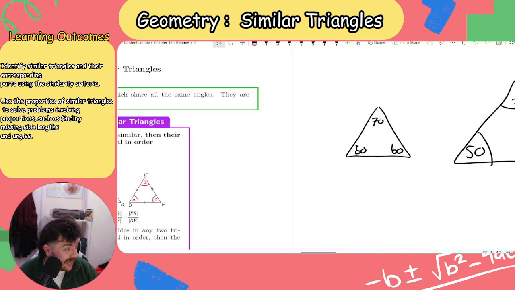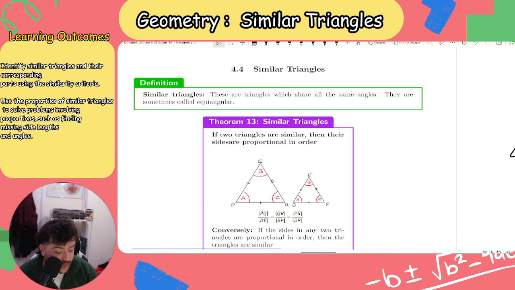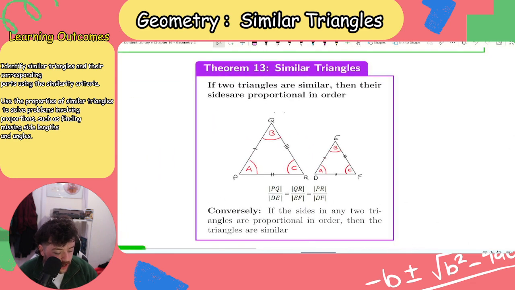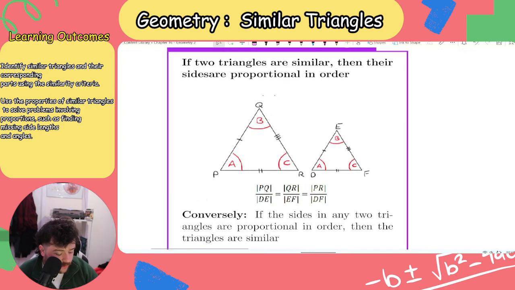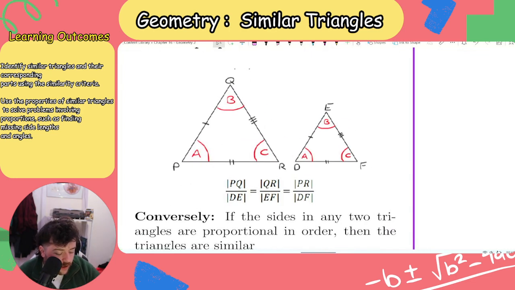So that leads us into theorem 13, the theorem of similar triangles. If two triangles are similar, then their sides are proportional in order. That means the sides are proportional to each other. What does that mean? Say for example here, this side is 5, this is 10. These two sides correspond to each other because they both lie between side A and B. How do I get from 5 to 10? I multiplied it by 2.